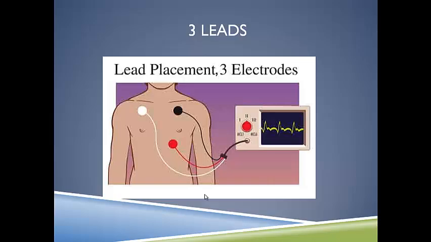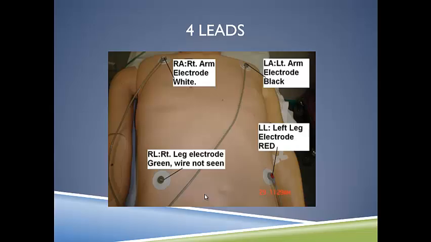3 lead right on the right over the fire. 4 leads, you have your white on the right, your black on the left, your red on the lower left, and then there'll be a green, which should be on the right lower abdomen.